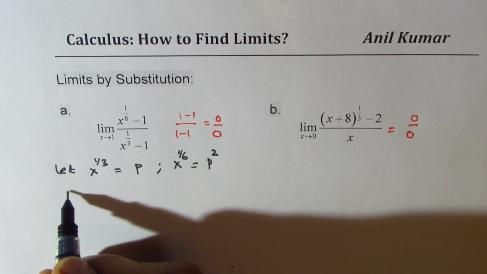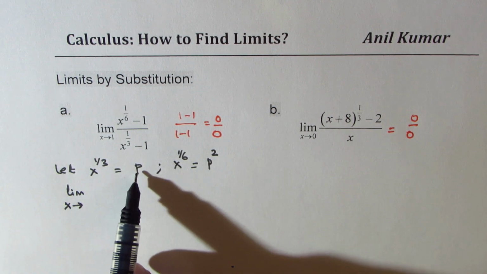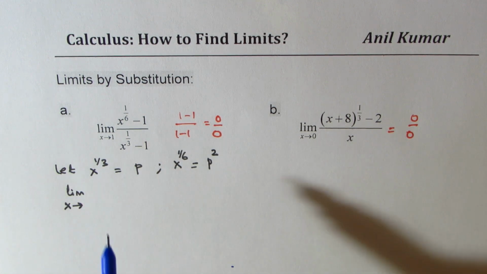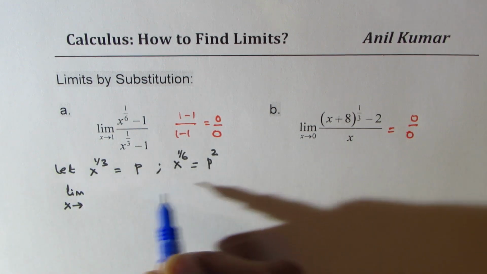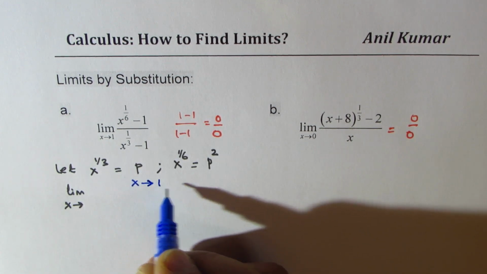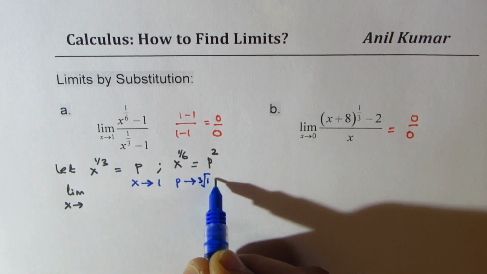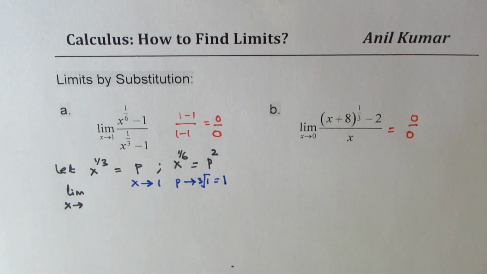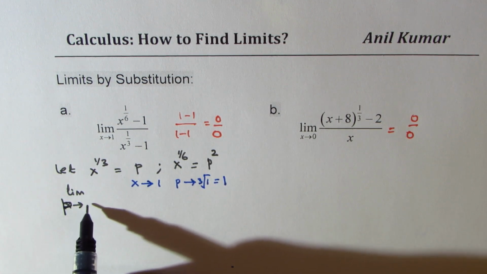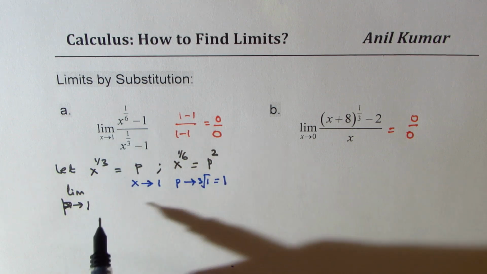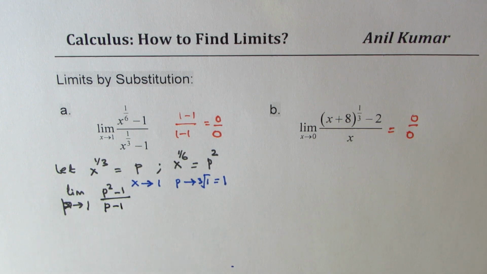So what we get here is, we could rewrite this question as limit x approaches what? Now we have to find that value also. So when you substitute cube root of x as p, you have to find if x approaches 1, p approaches what? So p approaches cube root of 1, which is also 1. So we could rewrite this question as limit p approaches 1, and in the numerator we have p squared minus 1. In the denominator we have p minus 1. You get my idea.